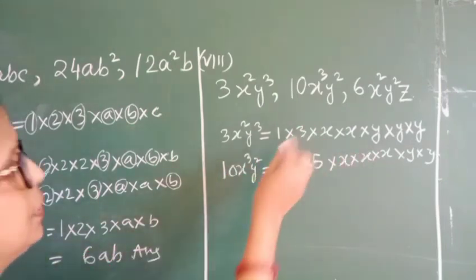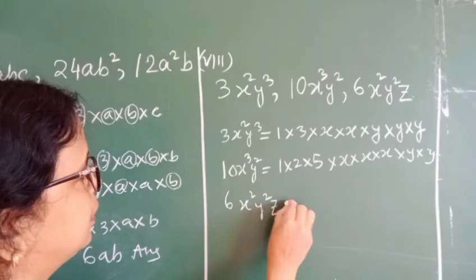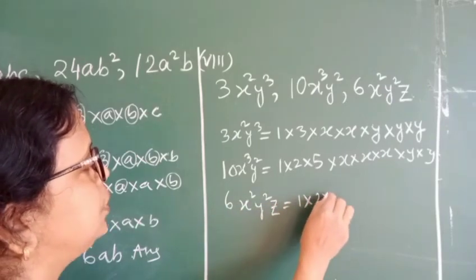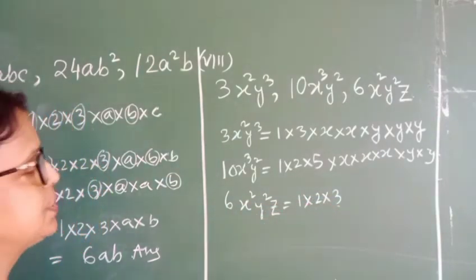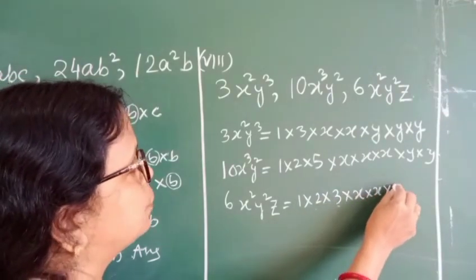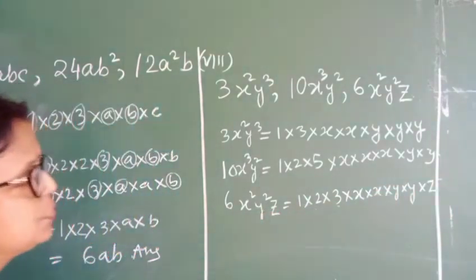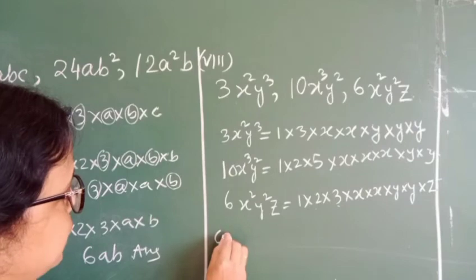Next is 6x square y square z. 6 means 1 into 2 into 3. 2 3 is 6, 6 1 is 6. x square is x into x, y square is y into y, and z is 1 time, so 1. Now find out the common factor.